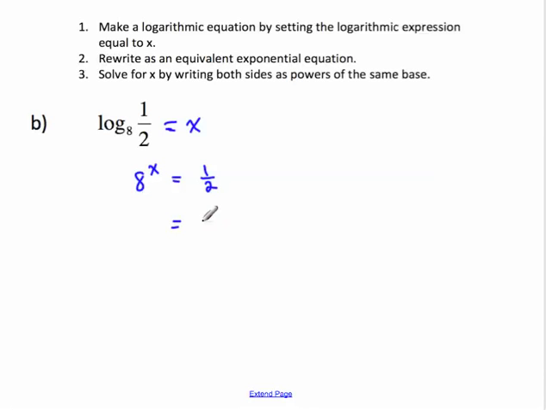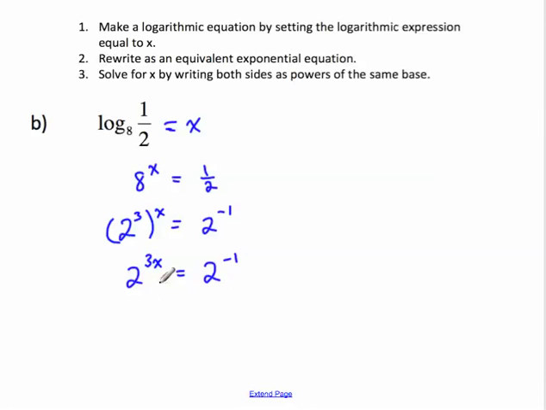The base we're going to choose here is 2, because you can write half as 2 to the power of negative 1, and because you can write 8 as 2 to the power of 3. Don't forget that you still have an x here. Now, we can combine these two exponents as 3x. Remember, when you raise a power to a power, you multiply the exponents. So 2 to the power of 3 to the power of x is equal to 2 to the power of 3x, and that's equal to 2 to the negative 1 on the other side.